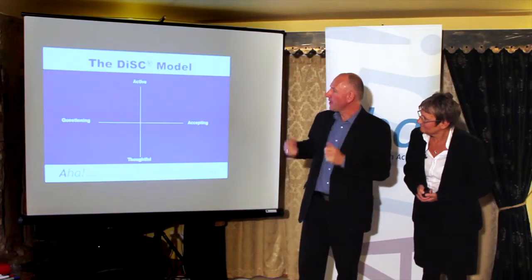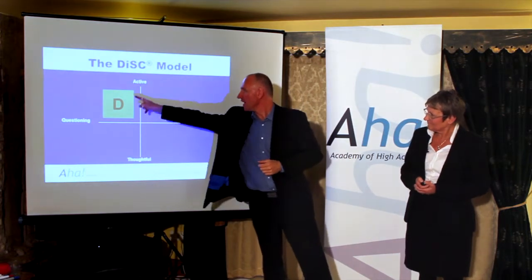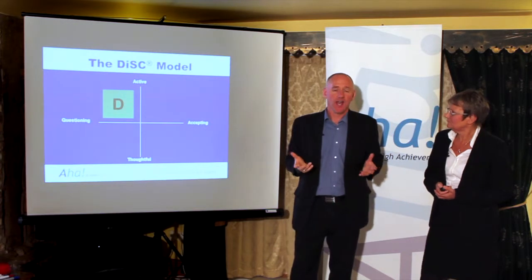So if, for example, you chose active and questioning, that puts you in this quadrant, which is the D quadrant. And the D stands for dominance on the DiSC model. And so the essence of the D style, the dominant style, is very much about getting results, getting things done, getting things out the door, often in a really fast-paced way. So there's a lot of drive, there's a lot of challenge to make things happen.